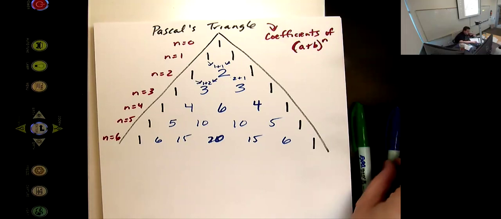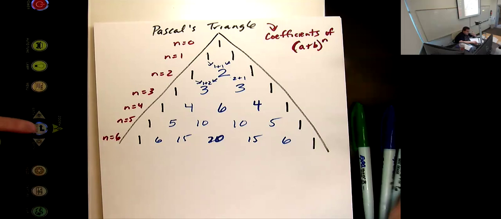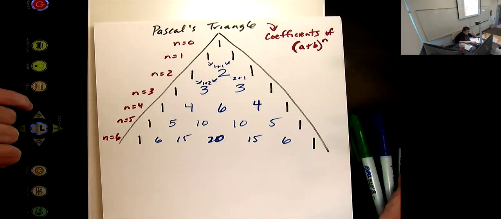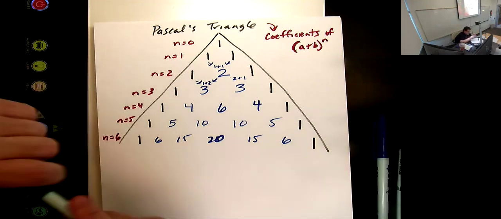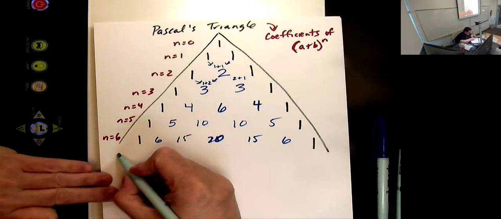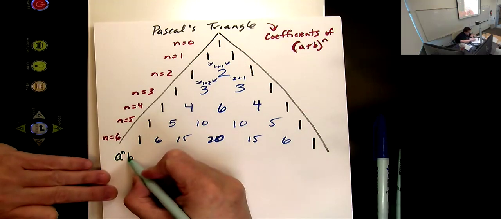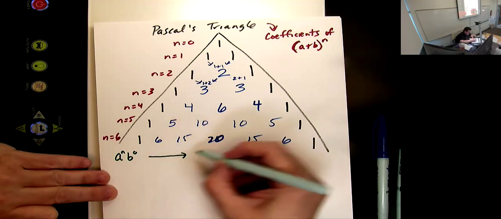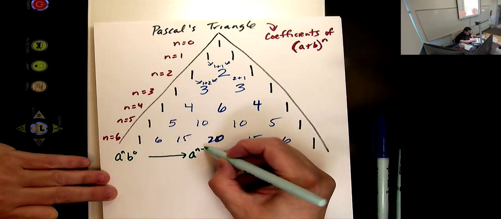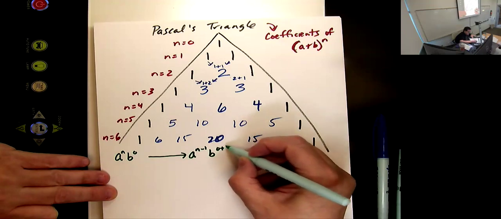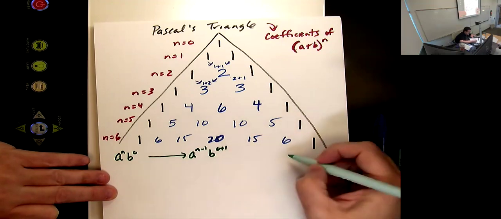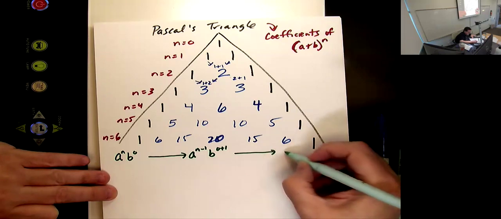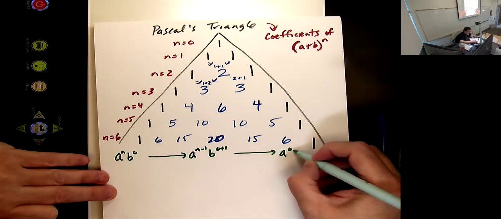So these are the coefficients. What you do as you write them is we start off on the left side with a to the n, b to the 0. And as we go to the right, this goes down by 1 and this goes up by 1 each step until you get all the way down to where a is 0 and b is n.